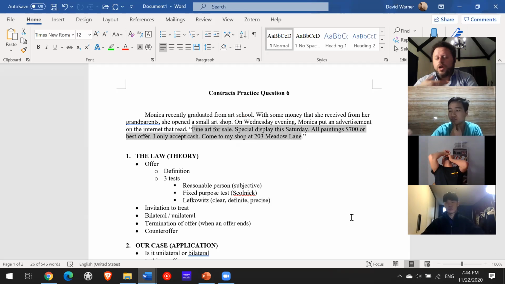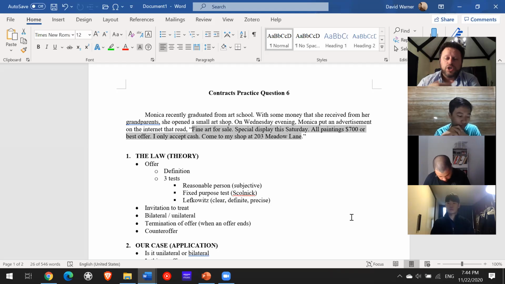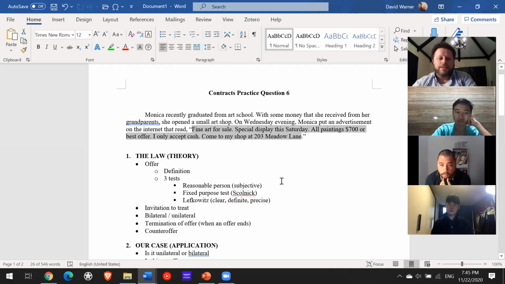Because with a service, the contract begins when you start doing the service. The moment you start teaching me Chinese or painting my house or cleaning my bathroom or digging my yard, whatever, at that point we have a contract. This isn't about a service. This is about an exchange. So Monica will make a promise: if you give me this, I'll give you that. And it's just two promises. She promises you a painting, you promise her money. So it's bilateral.